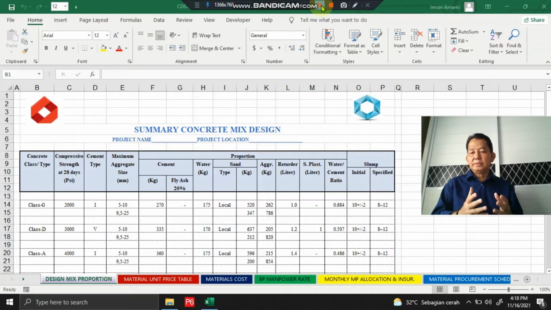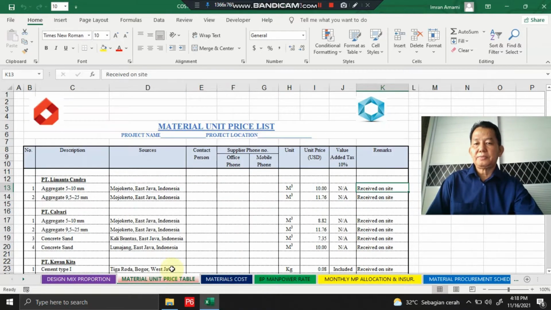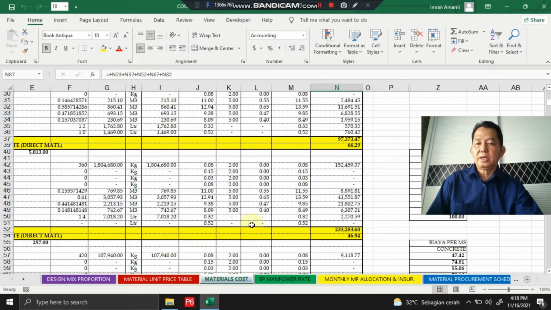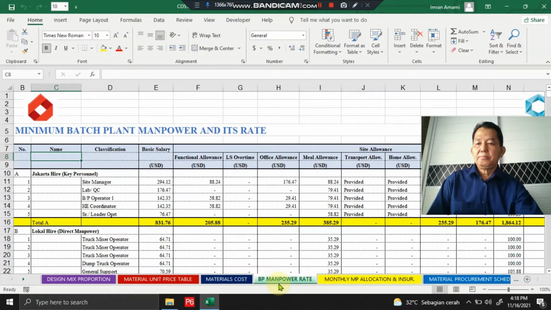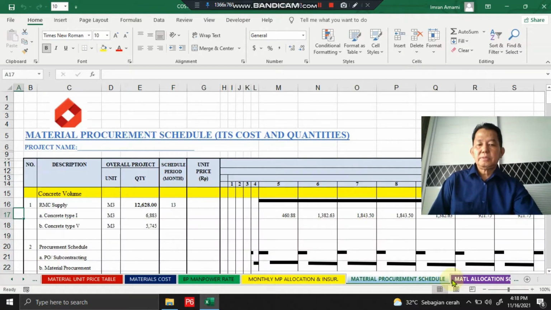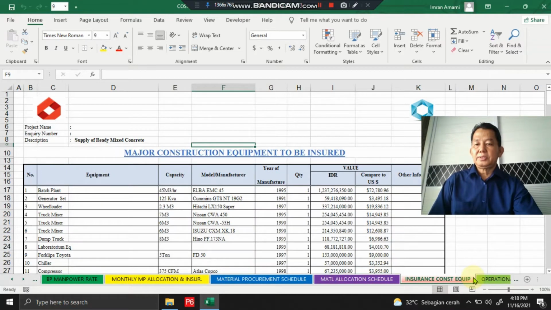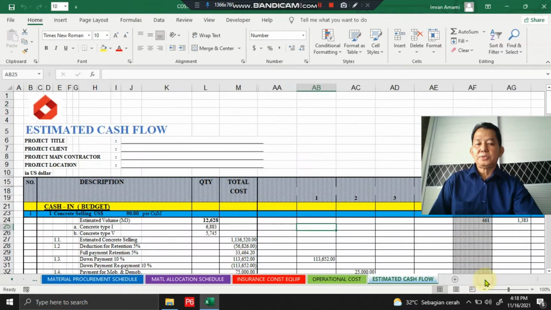So this program consists of 10 worksheets. It starts from design mix proportion and material unit price table, material cost calculation, minimum base plan manpower and its rates, monthly manpower cost breakdown, material procurement schedule, material allocation schedule, major construction equipment insurance costs, batching plant operational costs, and here is the estimated cash flow.